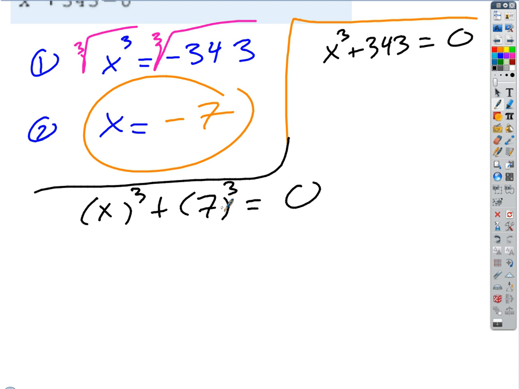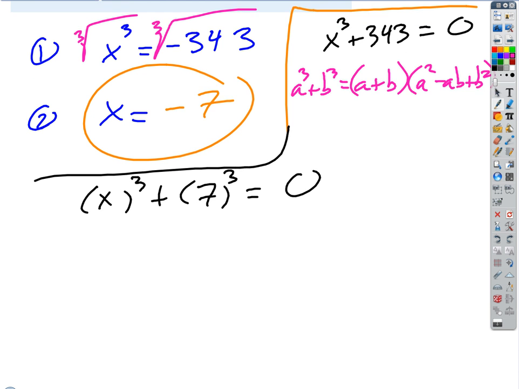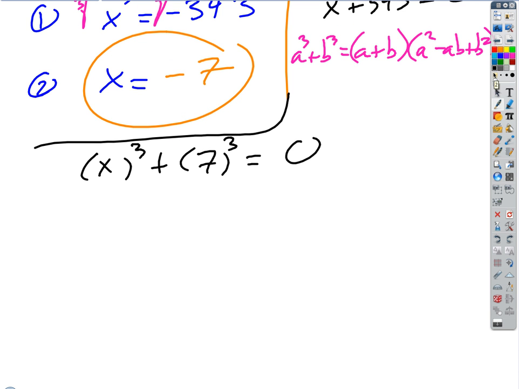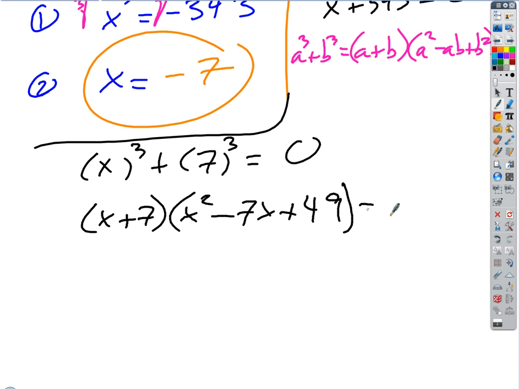And then we have a pattern for that, for a sum of cubes. Remember, our sum of cubes pattern is a cubed plus b cubed equals a plus b times a squared minus ab plus b squared. You just have to know those, right? So if I plug in my a's and b's, for this one I'm going to get a plus b would just be x plus 7, times a squared minus a times b, 7x, plus b squared, 49. Okay, so now we have factors.